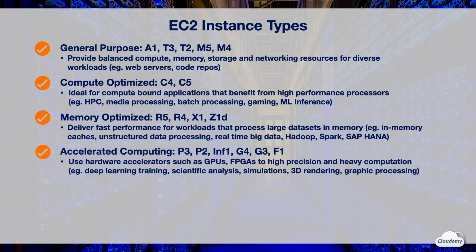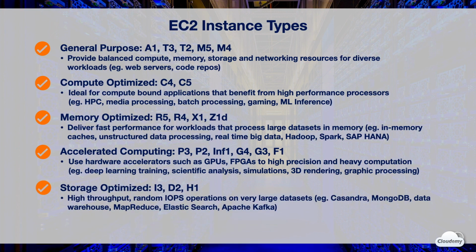Accelerated computing instances use hardware accelerators or coprocessors, including GPUs and field programmable gate arrays or FPGAs, to perform functions such as high-precision floating-point number calculations, graphics processing, data pattern matching, deep learning training algorithms, scientific analysis, and simulations, for example, molecular design, drug optimization, genomic analysis, fluid dynamic simulation, and 3D rendering. Accelerated computing instances include P3, P2, G4, G3 and F1 instance types.